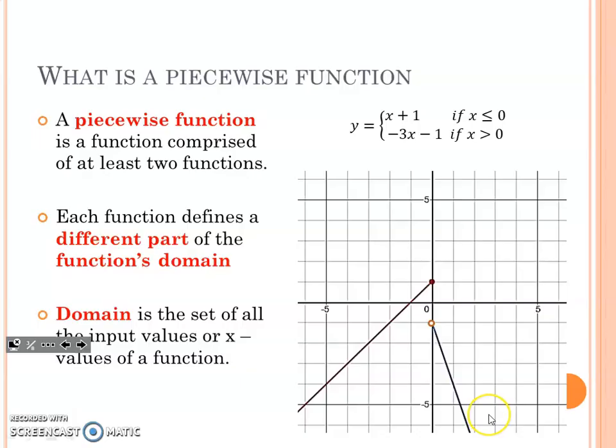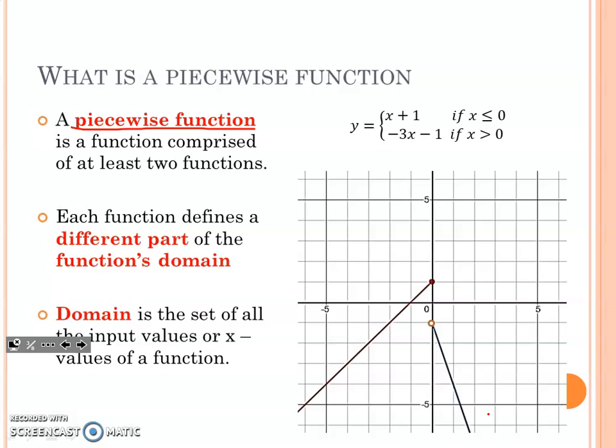We're going to start out talking about piecewise functions. So what is a piecewise function? Well, a piecewise function is a function comprised of at least two functions. Okay, they can have 2, 3, 4, they can have as many functions as they want. For you guys, when we start out doing this, we are going to just do them with 2. Okay, each function defines a different part of the function's domain.